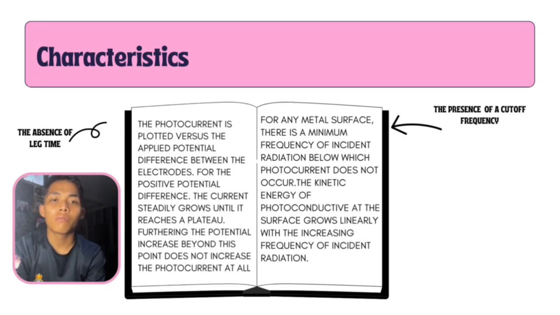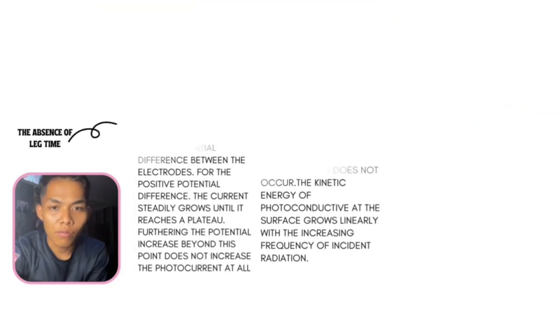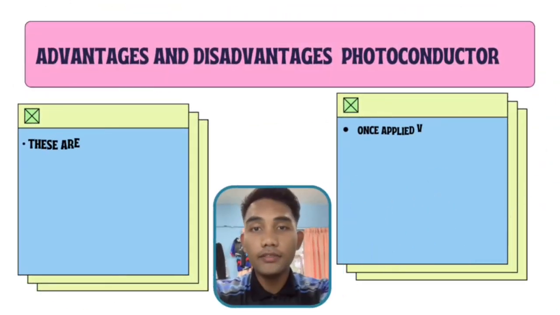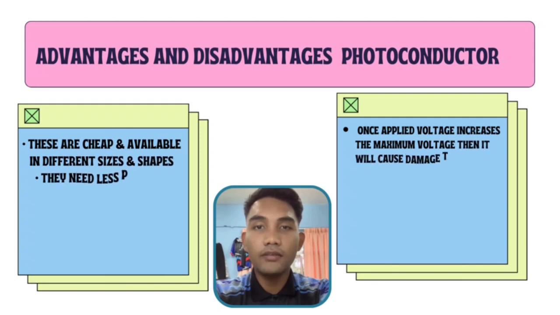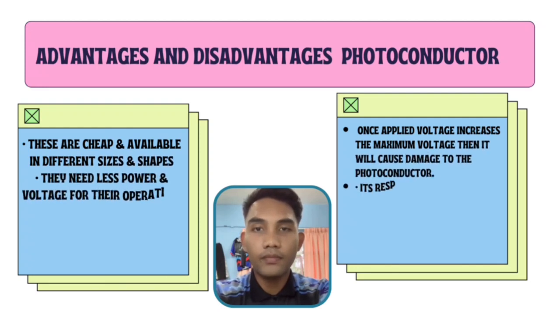The second type is the presence of a cut-off frequency. For any metal surface, there is a minimum frequency of incident radiation below which photocurrent does not occur. Next, I will continue with the advantages and disadvantages, then the conclusion.